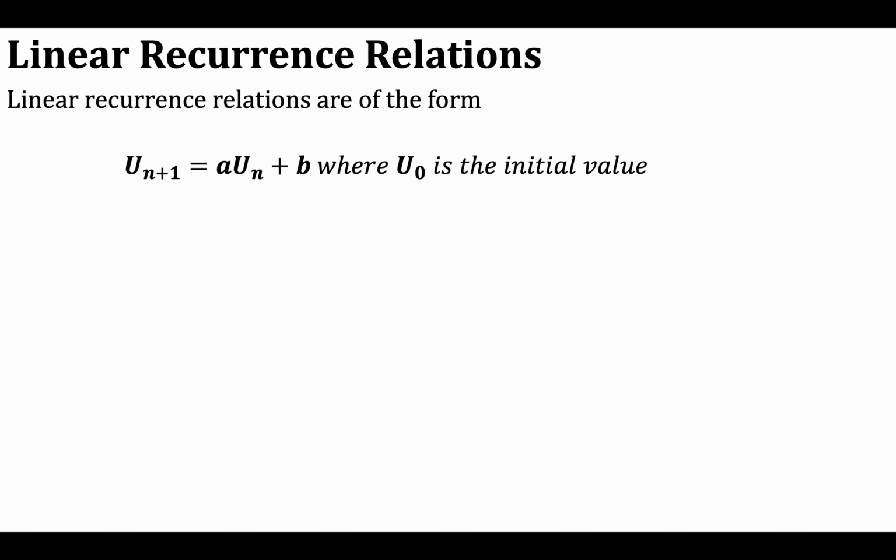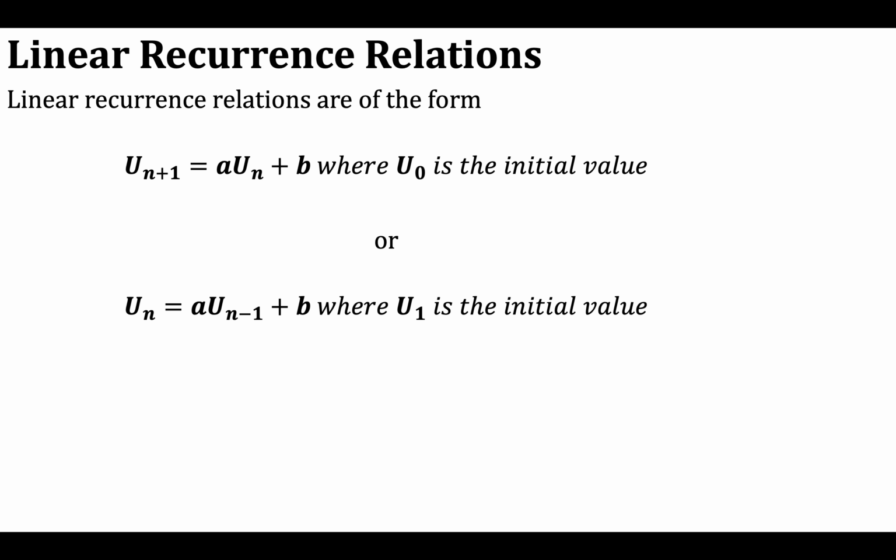Now, we might also see some recurrence relations written in this form: u_n = a u_{n-1} + b, where u_1 is the initial value. For both of these, a is not equal to 0 and b is a real number. Both of these recurrence relations mean exactly the same thing.